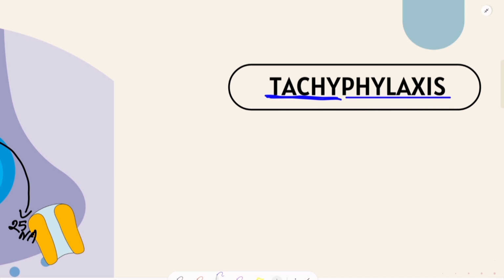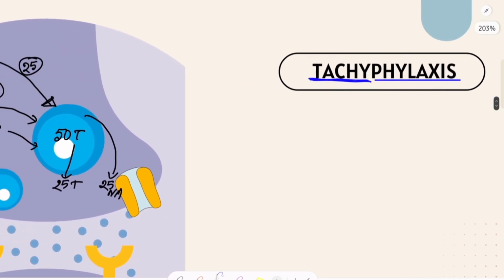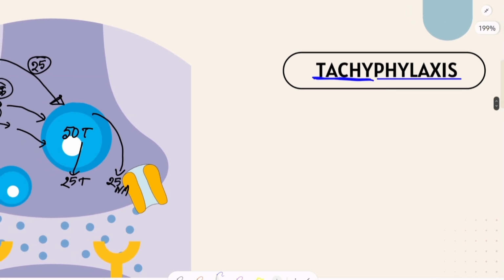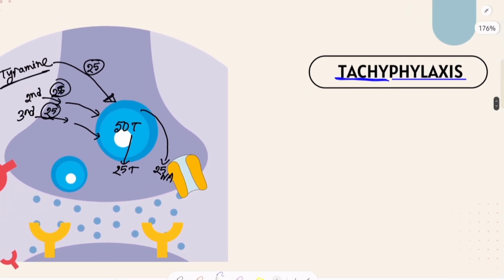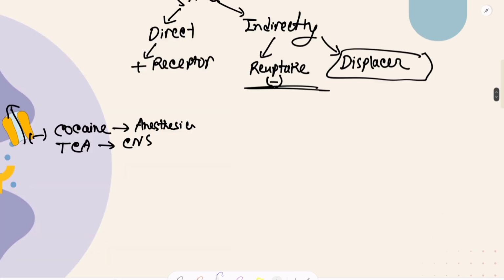When we give a drug like tyramine, it will produce action for 2 or 3 doses. But after that, suddenly the tolerance will occur to their action. Remember, normally tolerance is slow to develop, but in these drugs, the tolerance is very rapid to develop. So, tyramine-like drugs that act by displacement can show the phenomenon of tachyphylaxis. So, displacers show tachyphylaxis. The main displacer is tyramine.